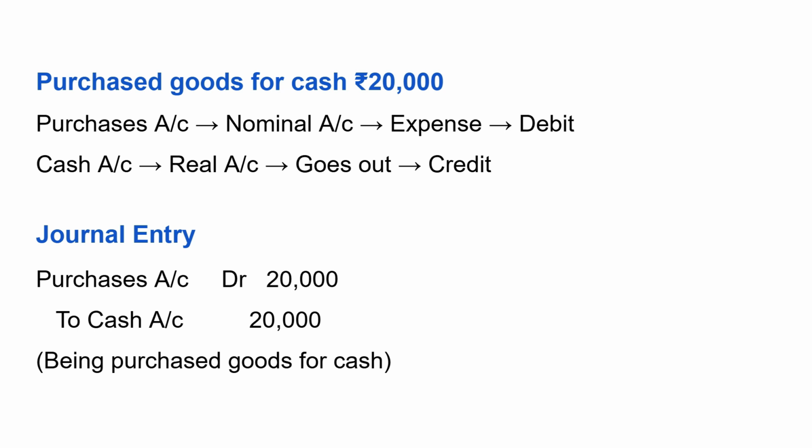And the narration is being purchased goods for cash. Goods are purchased for resale. That is an expense. So debit expenses. And cash. Cash goes out. So we credit the cash.